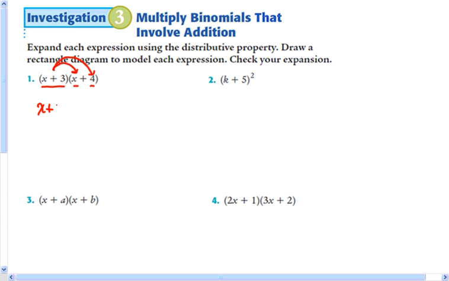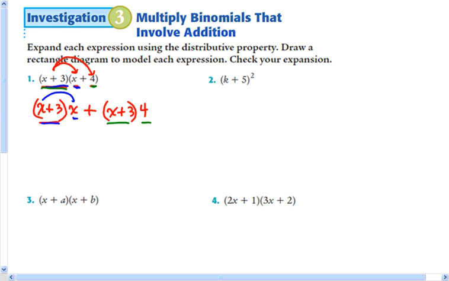x plus 3 times x, plus x plus 3 times 4. So I multiplied this x plus 3 right there times this first thing in there. There it is. Then I multiply x plus 3 again by the second thing in there, the 4. And that's right here. All right, and now we're going to simplify that using the distributive property once again.